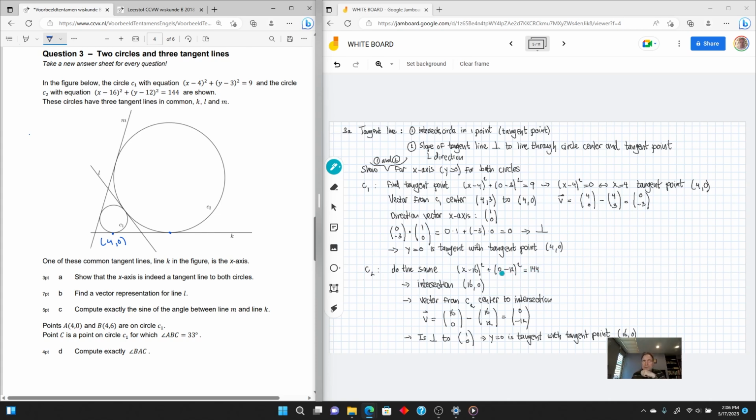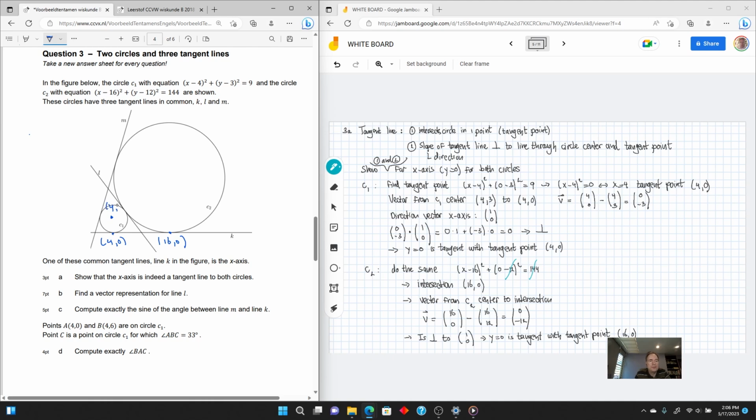And these two drop, so you just find (x minus 16) squared is 0. And then you find 16, 0 here. So let's look at the vector. We know the center point here is 4, 3.